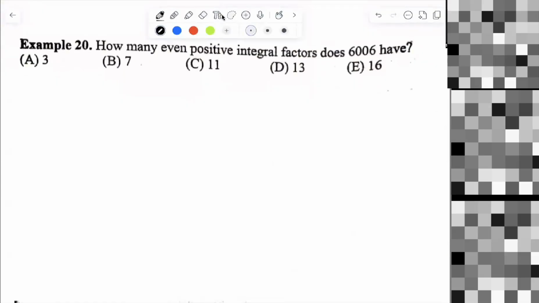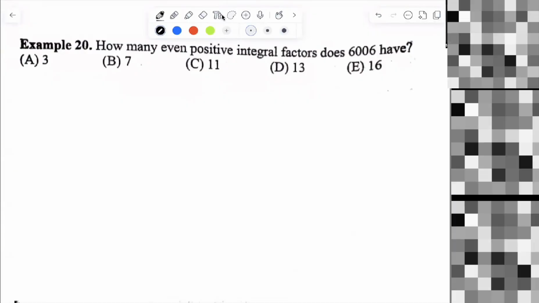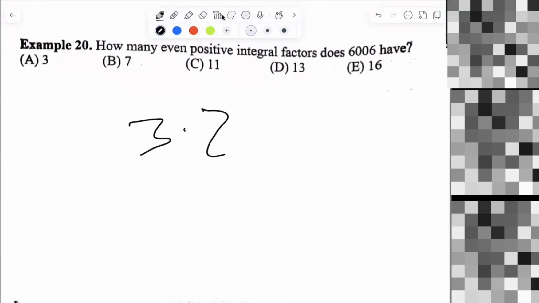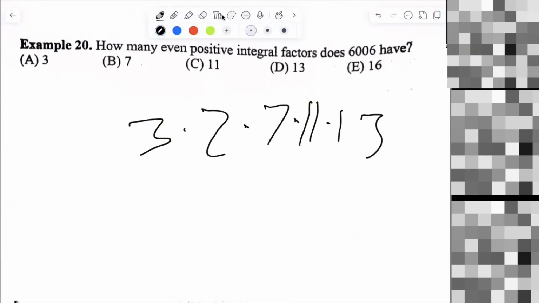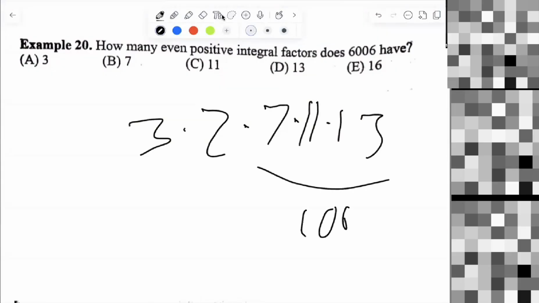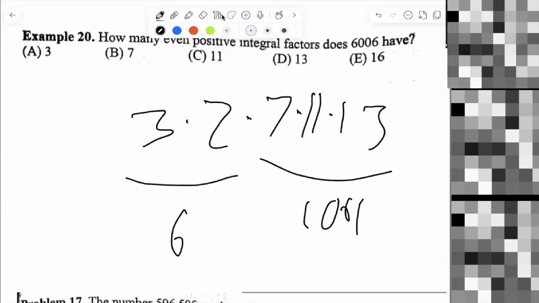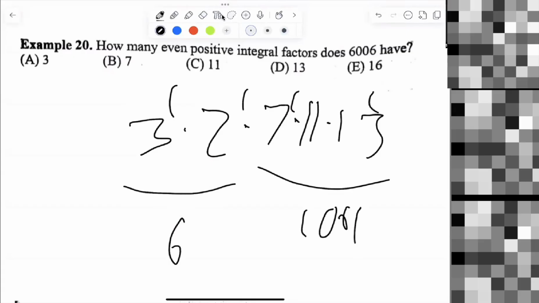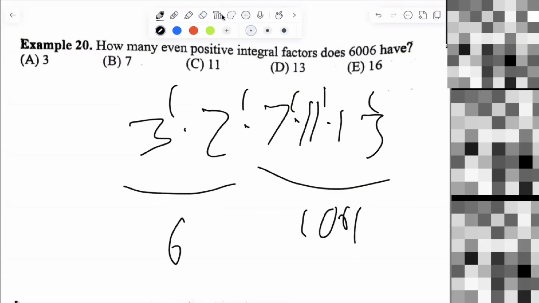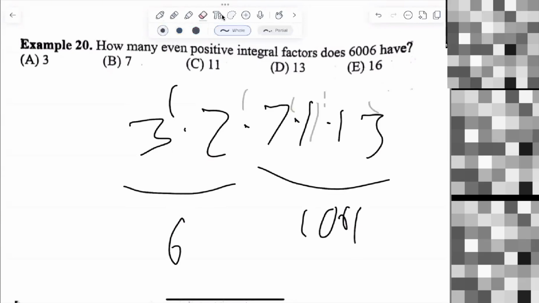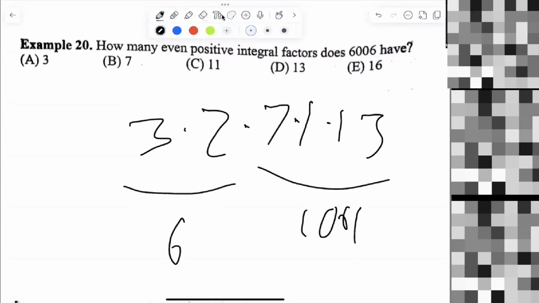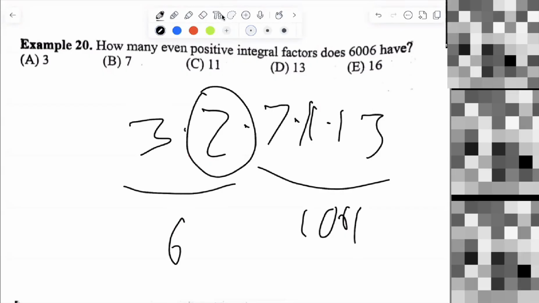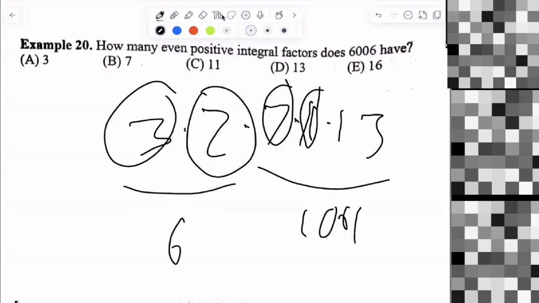Now let's move on to example 20. How many even positive integral factors does 6 times 1001 have? We know what 1001 is. This is just 6 times 1001. Alright? This is just 3 times 2 times 7 times 11 times 13. So 11 times 13 is 1001, and this one is 6. There's going to be a total of 2 times 7 times 11 times 13 from the 1001, plus the factors of 6. We want even, so we don't consider the 2. So we only consider 3, 7, 11, and 13.